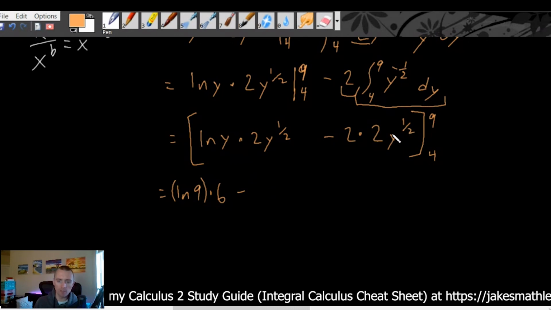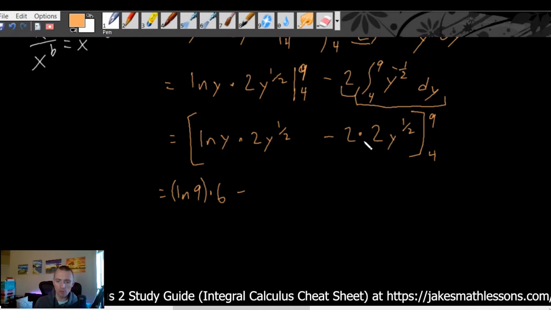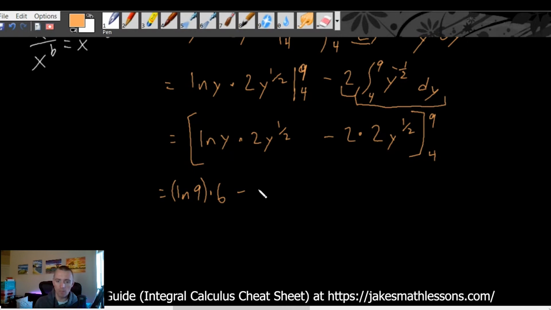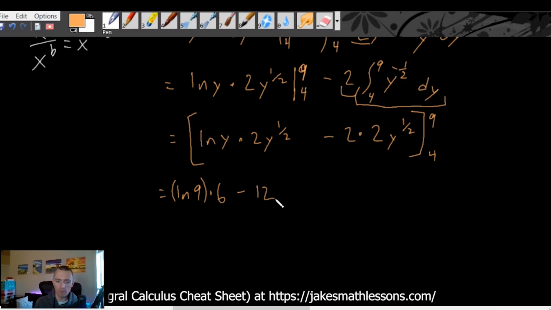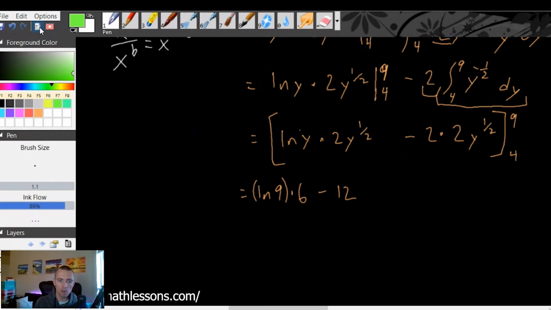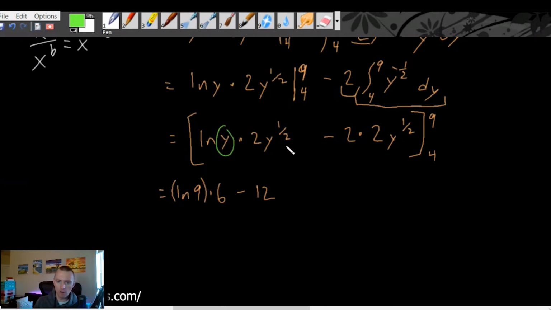9 to the 1/2 is the square root of 9, which is 3. So 2 times 2 times 3 is 12. Okay, so this is what we got from plugging in 9, basically. All we did is just go to wherever we see a y, which is here, here, and here, and replace it with a 9. And doing that leaves us with ln of 9 times 6, all minus 12.